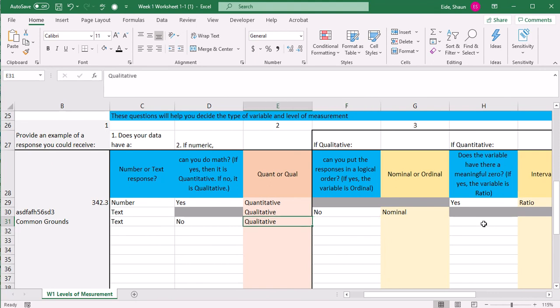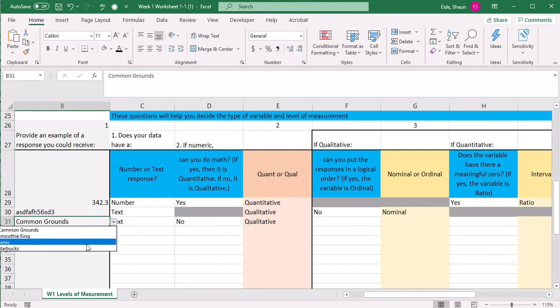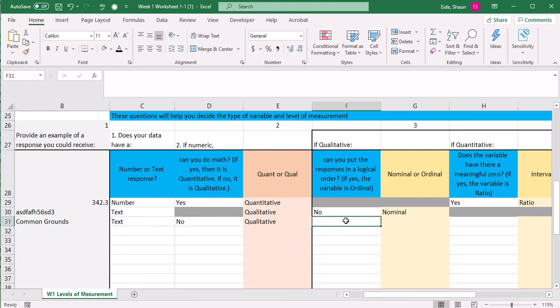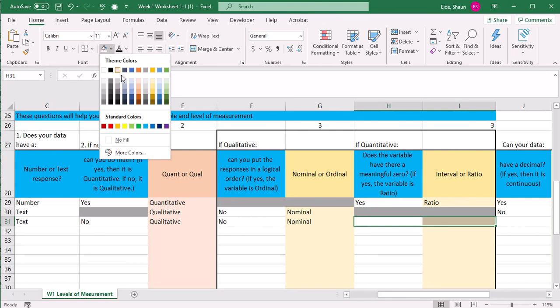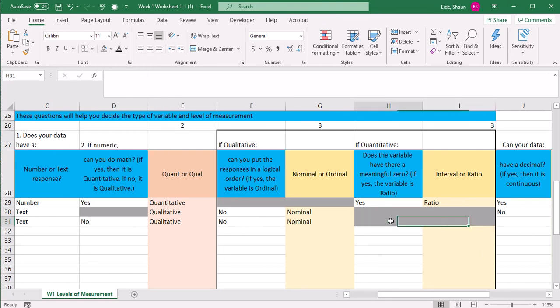Can you put the response in logical order? Looking at this, Common Grounds, Smoothie King, Sonic, Starbucks, no, you really can't put it in any sort of logical order. They're just all kind of there. If you can put it in a logical order, then it would be ordinal, but you can't, so it's nominal. If it's quantitative, which it's not, then we would fill these in, so we're just going to make these gray because it doesn't matter. So we're skipping over these.